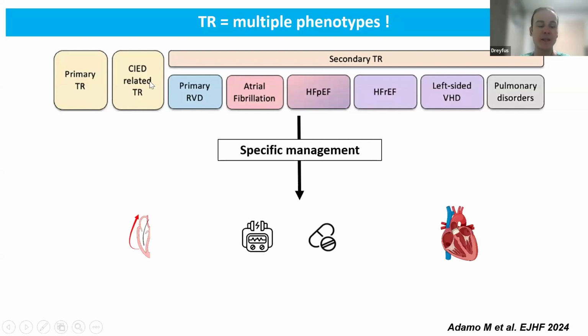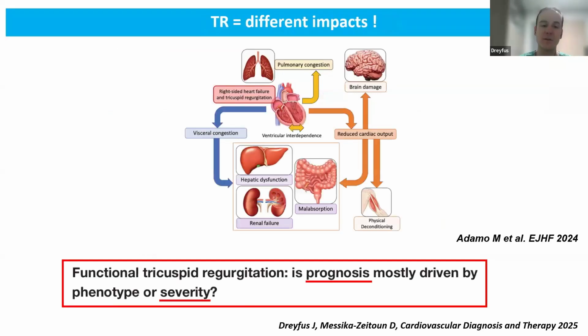For instance, if TR is induced by the CIED lead, then maybe you should consider extracting the lead. If it's atrial fibrillation, maybe we should consider atrial fibrillation ablation. If there is severe MR, we should treat MR. So, specific management according to the phenotype.